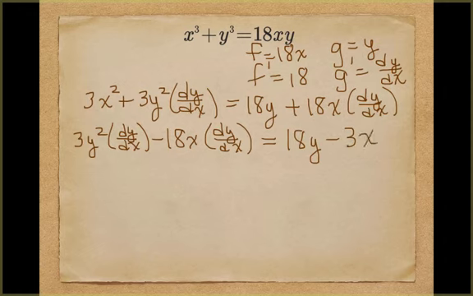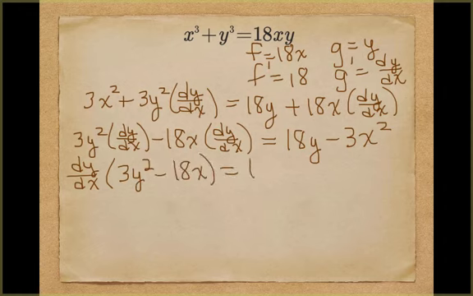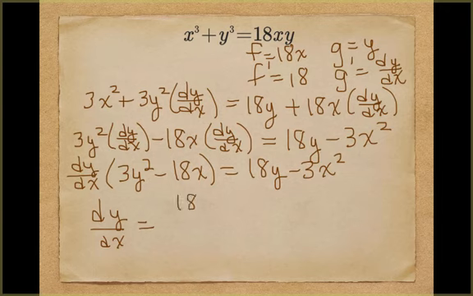minus 3x squared. Factoring out the dy/dx gives me dy/dx times 3y squared minus 18x equals 18y minus 3x squared. So the derivative of this, dy/dx, equals 18y minus 3x squared all over 3y squared minus 18x.